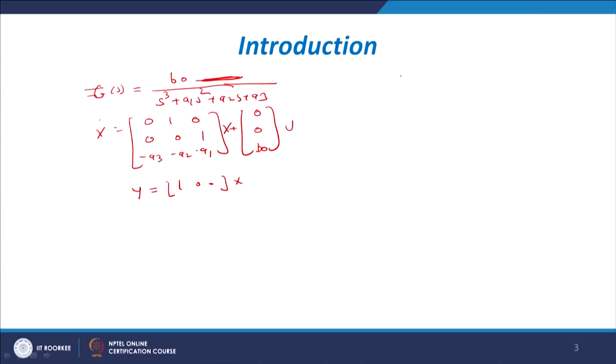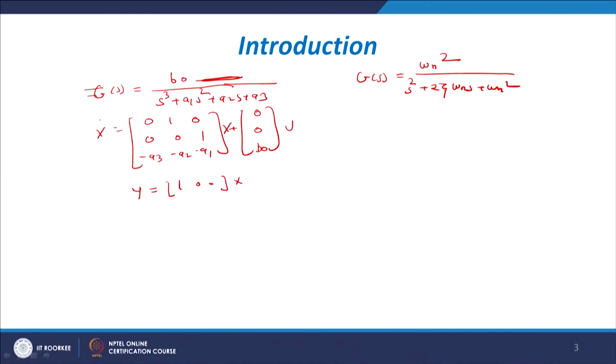For that purpose, I will take one transfer function, say G(s), a standard transfer function: omega n square upon s square plus twice zeta omega n s plus omega n square. This is a standard second order transfer function. You had studied this in classical control. In this case omega n is the undamped natural frequency and zeta is the damping factor.